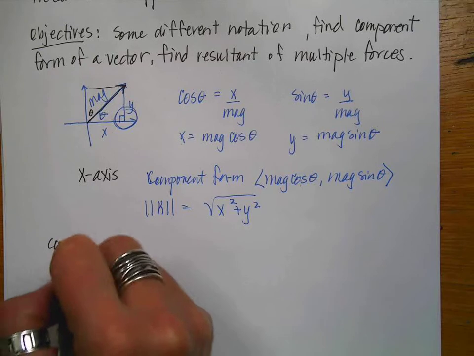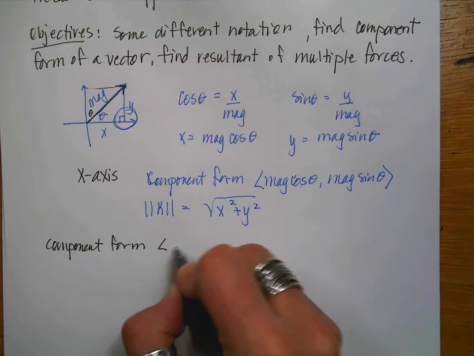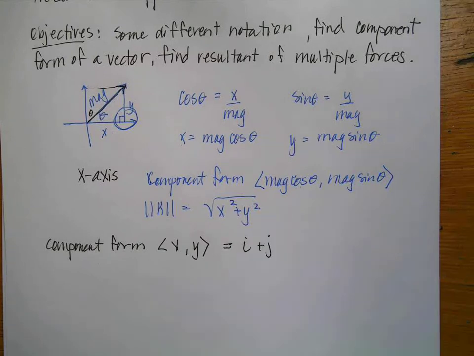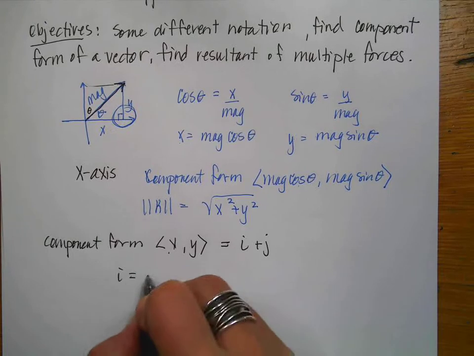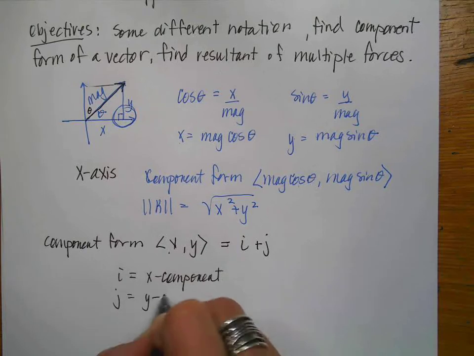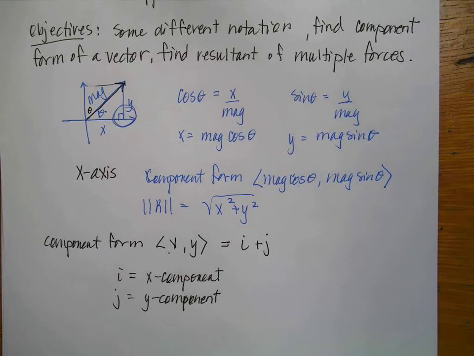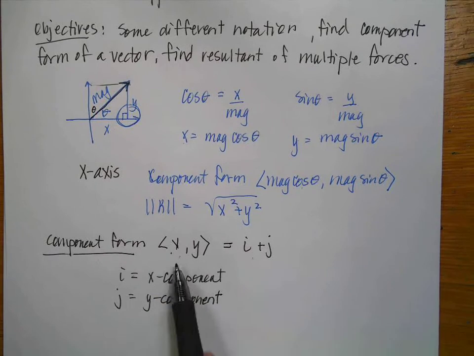Sometimes you will see component form written in a different manner. Instead of x plus y, it's going to be written as i plus j. Notice that if I write my component form as i plus j, there are no brackets. So i is going to equal the x component, and j is going to equal the y component. So nothing has changed, it's just a slightly different type of notation. Okay? So we would write it as i plus j, no brackets, or we would write it as x, y. And your book will do some problems using both formats.